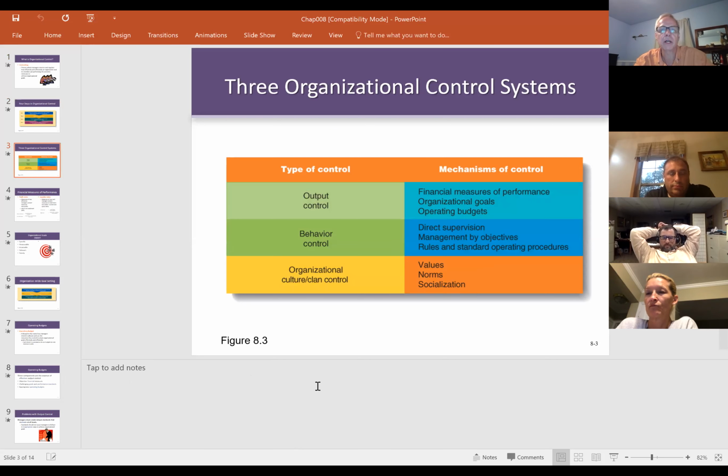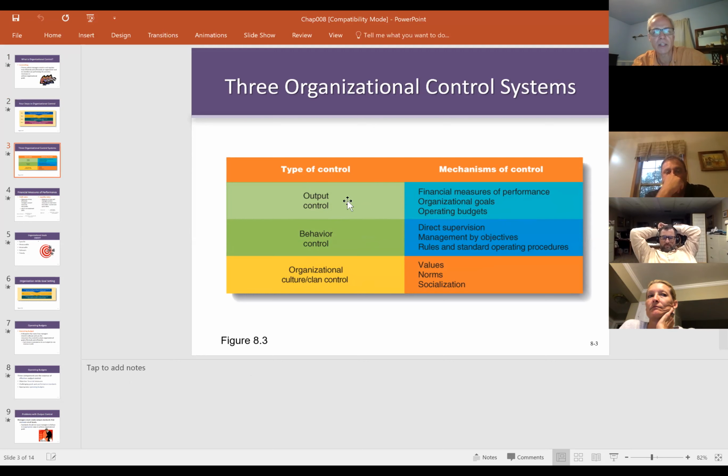In the idea of control theory, it's kind of divided down to three categories. I'll kind of go through these. The output control, many of you are familiar with. These are numbers, right? We're going to have financial measures of performance, operating budgets, organizational goals, ship so many units by Friday, that kind of thing.